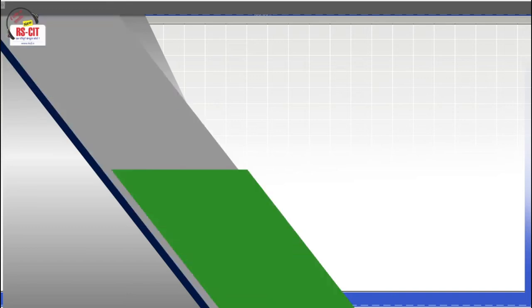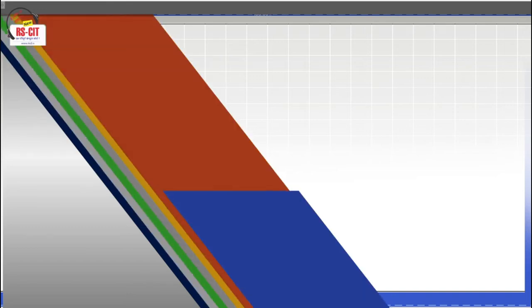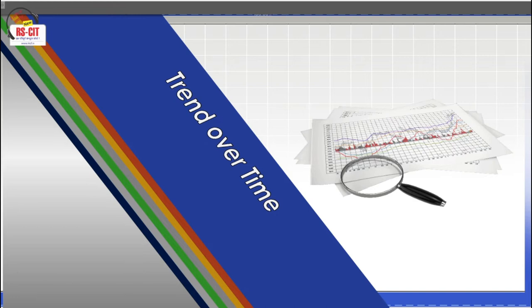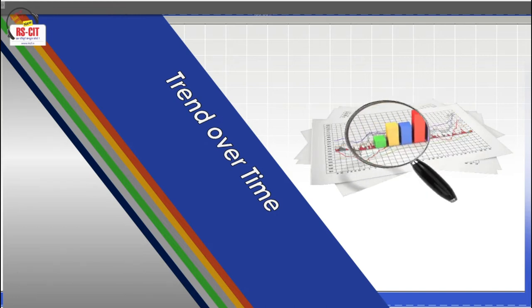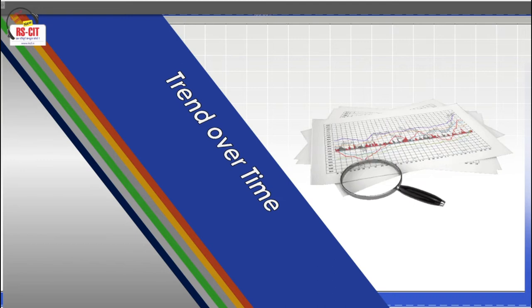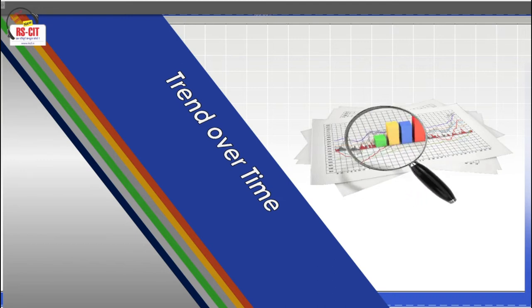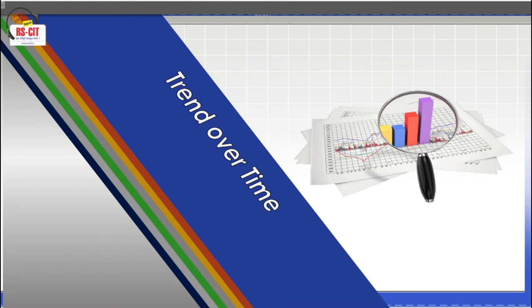Trend over time. For showing trends over time, for example, admissions in a course in the last 12 months or the price of a share during the last 6 months, the charts that can be used are column charts and line charts.